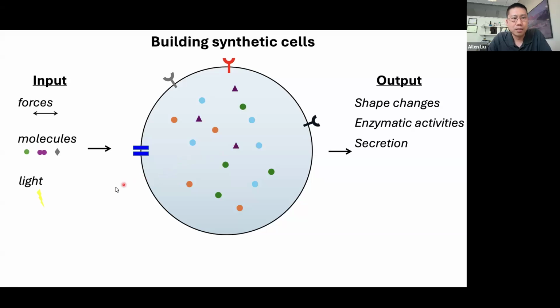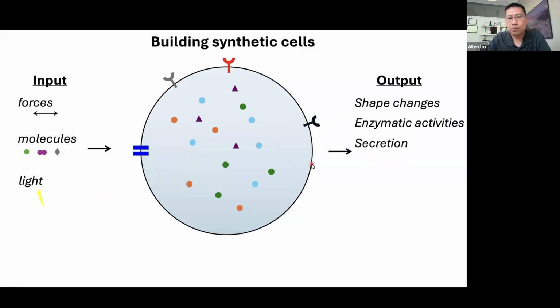If you look at a natural system, cells are able to sense a variety of inputs such as forces, molecules, or light. Then through receptor signaling and other mechanisms, they're able to produce forces that allow them to change shapes, and to have a variety of enzymatic or biochemical activities. And some cells are able to secrete.